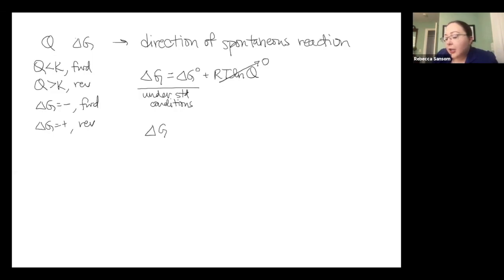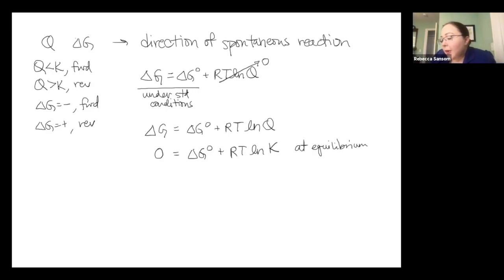We've got delta G equals delta G naught plus RT ln Q. At equilibrium, by definition, our delta G equals 0, and our Q equals K. So what are we going to do here? We can actually rearrange this and we get our formula for delta G naught, the relationship between delta G naught and K. So how are K and delta G naught related? Mathematically, it's by this equation.